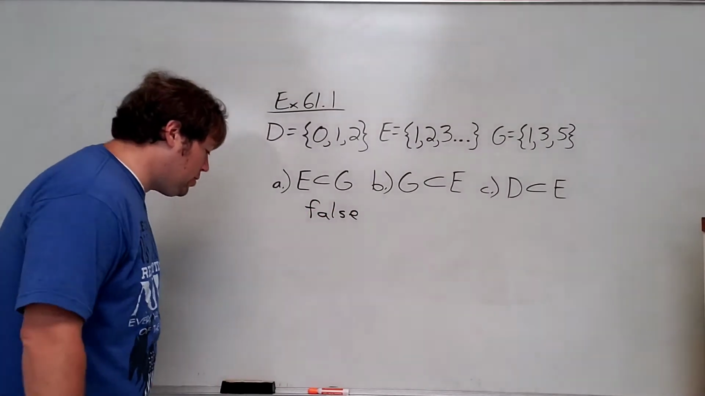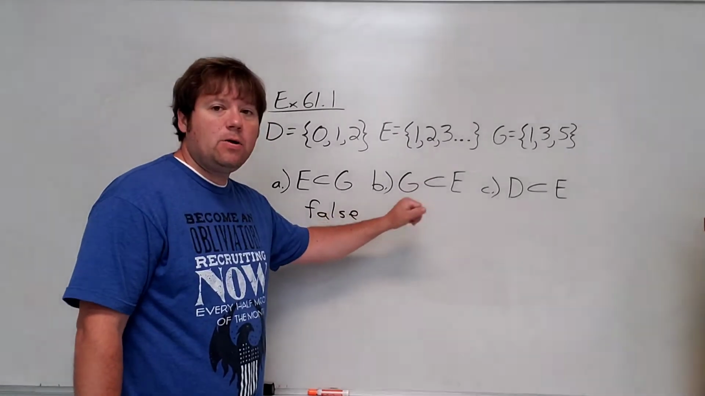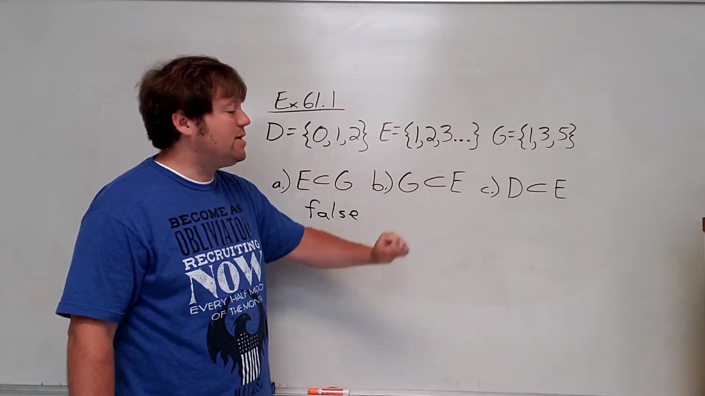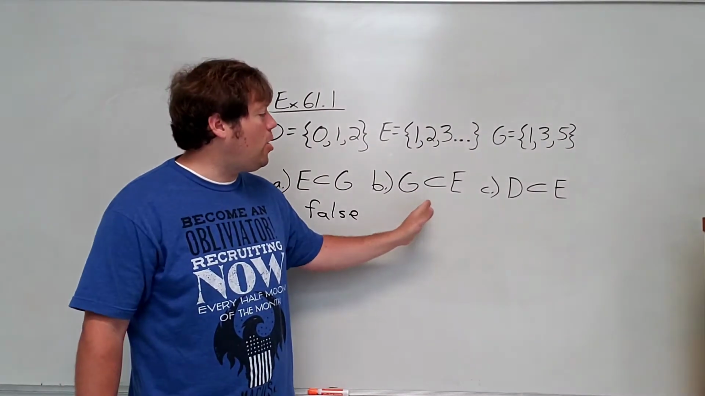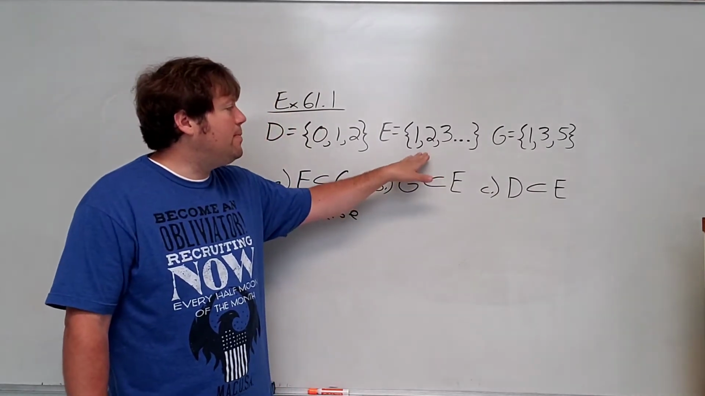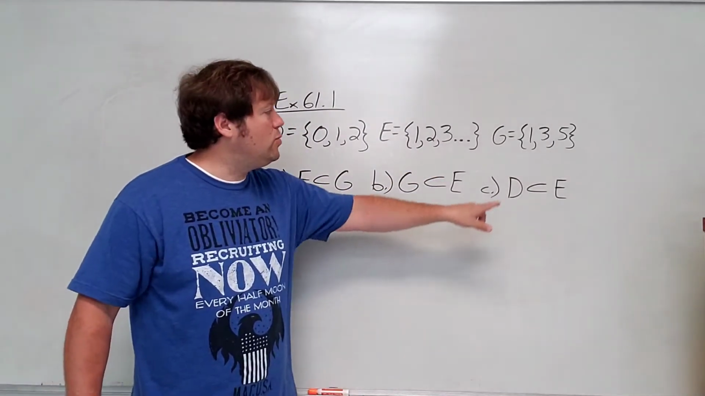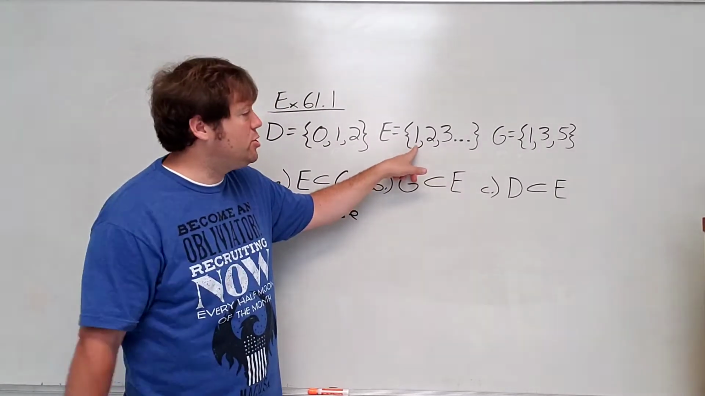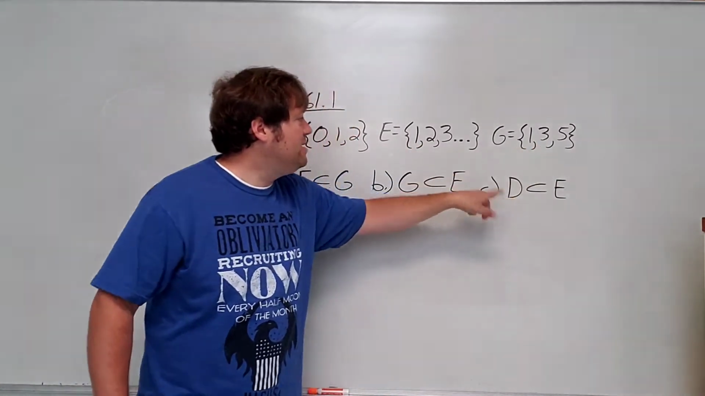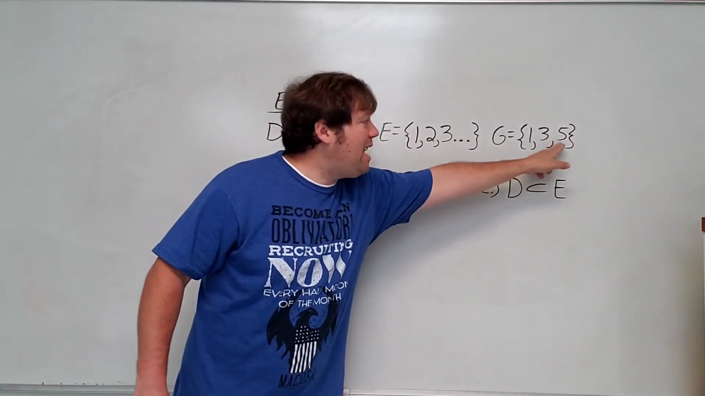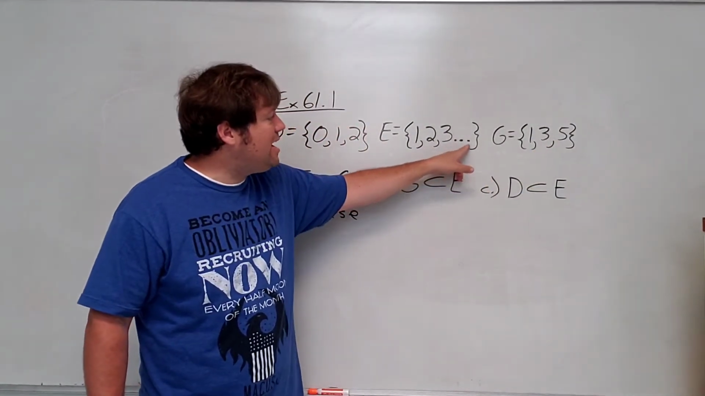All right, and then we would look at B here, and let's think about what this one's saying. This one is saying that G is a subset of E. So it's saying all the members of this set are also a member of this set. Well, is that true? Well, 1 is a member of this set, so that one's good. 3 is also a member of this set, so that one's good. And then 5 is also a member, even though it's not listed here.